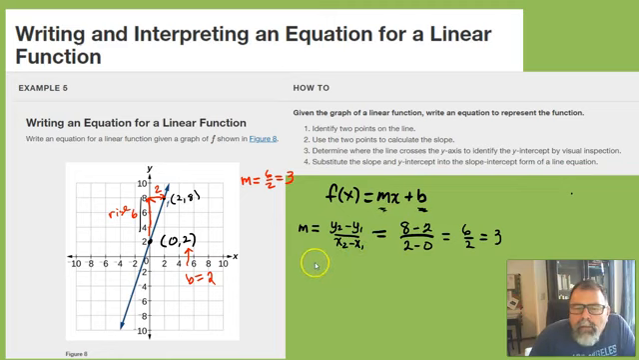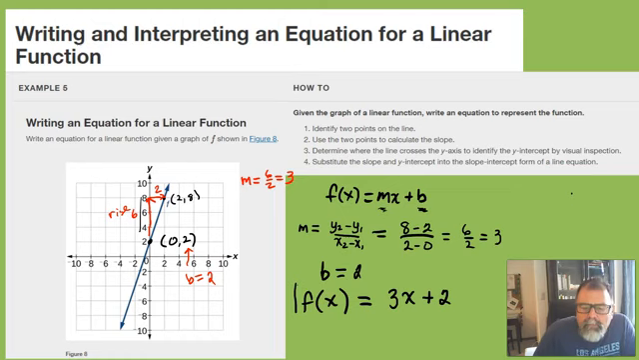So now we're ready to plug in both of these numbers into the general form up here, the slope-intercept form. So the slope is 3, and then you put the x, plus b, b is 2. And it's simple as that.